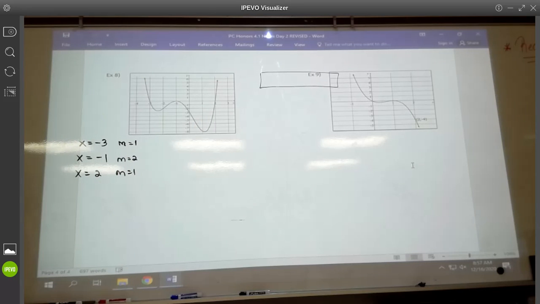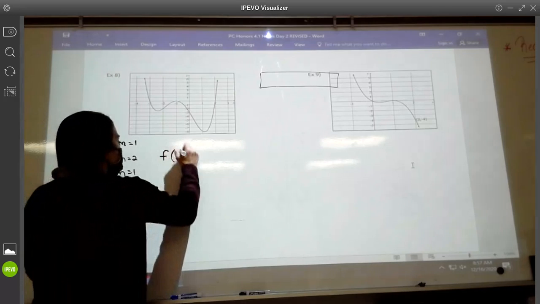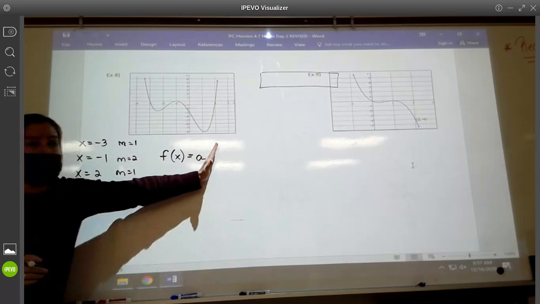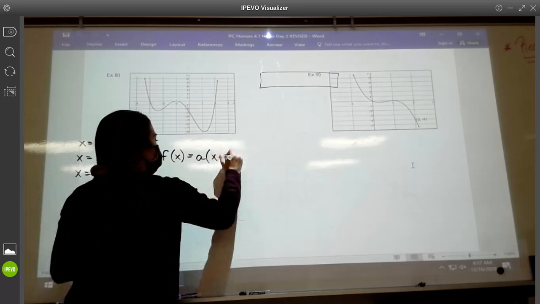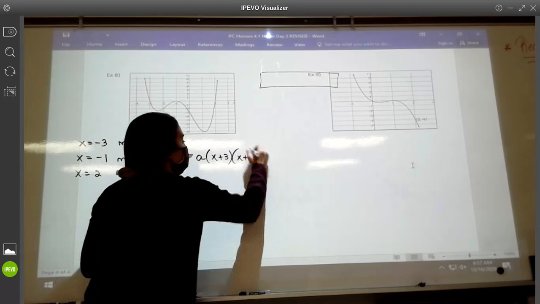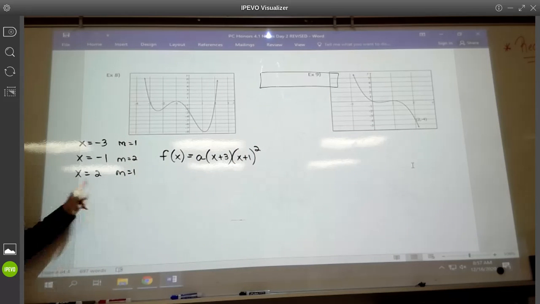All right, let's write it. So f of x will equal a. I didn't have an x-intercept at 0, so I don't need just an x. I'm going to need an x plus 3 one time. I'm going to need an x plus 1, and I'm going to need that to be squared because it had a multiplicity of 2. And then I'm going to need an x minus 2 like normal.